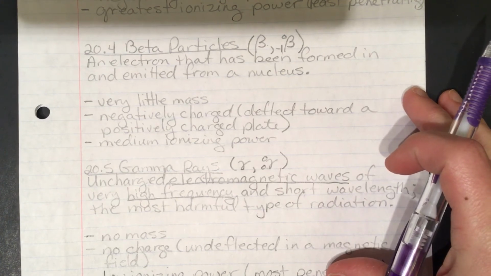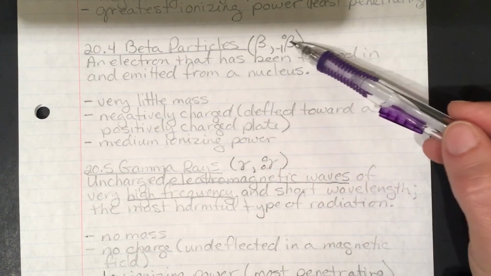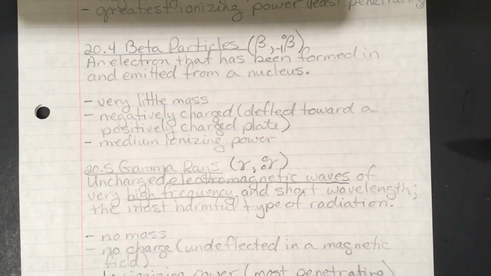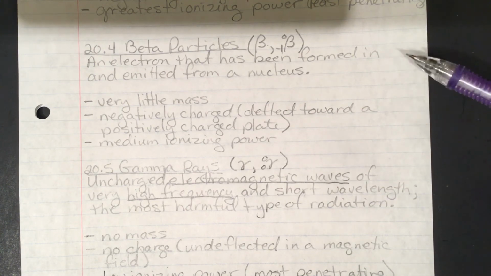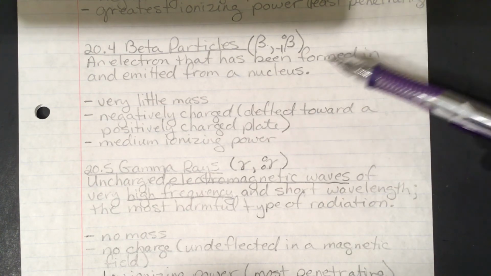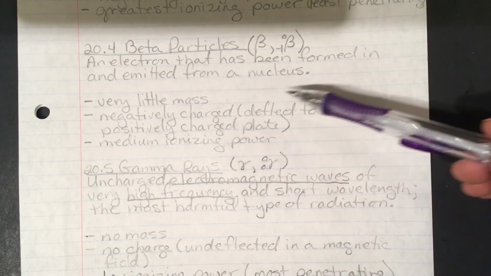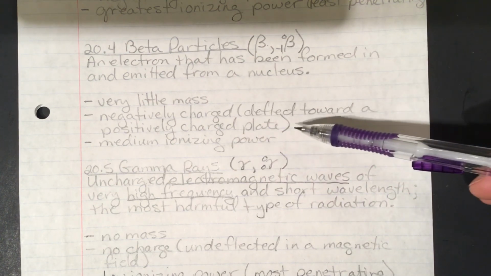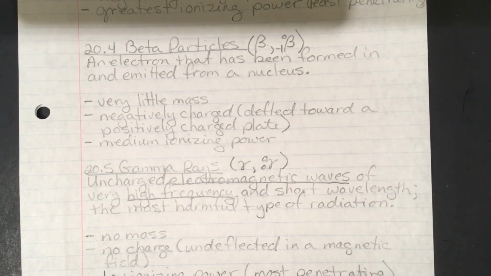They have very little mass, hence the 0, as we know that regular electrons outside the nucleus also have very little mass and don't really contribute to the mass of the atom. They know that they're negatively charged because they're deflected toward a positively charged plate.